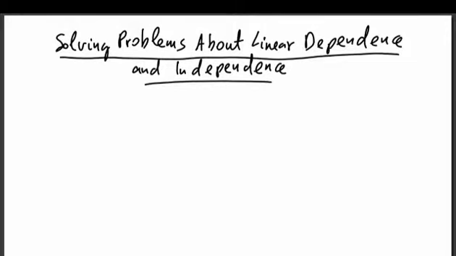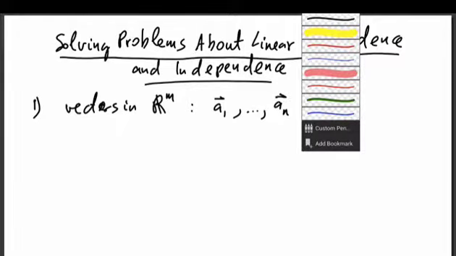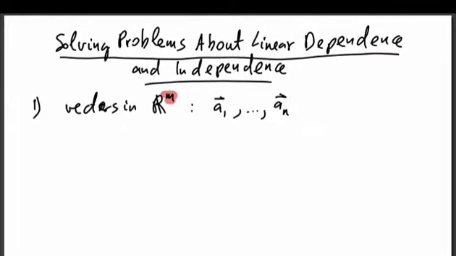A few words about solving problems about linear dependence and independence. Everything goes back to vectors in Rn. So let's say that we have some number of vectors, a1 vector, an vector. Note the difference between m and n: the dimension of the vector space and the number of vectors.